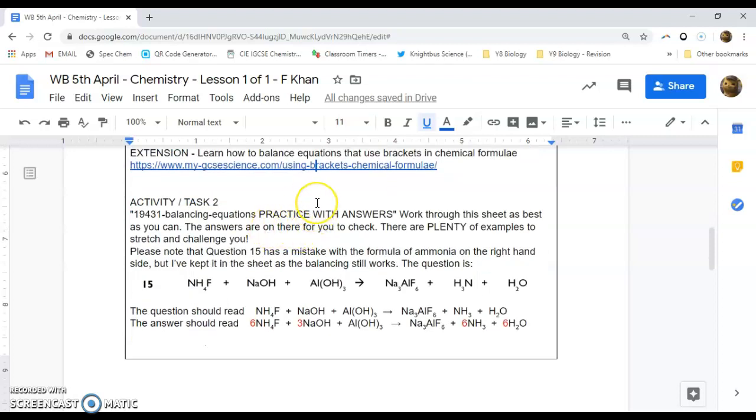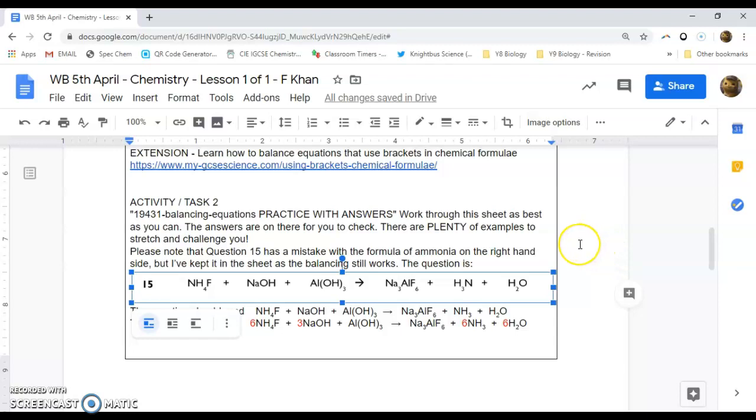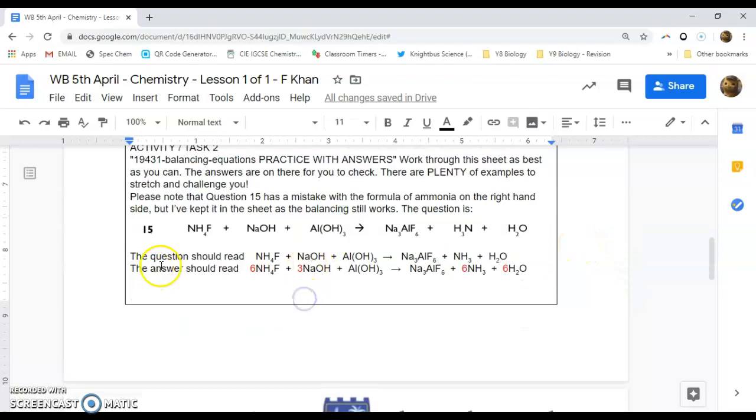If you are doing the extension activity, the last question has a mistake. The last question does have a mistake with the formula of ammonia on the right-hand side, but I've decided to keep it in the sheet as the balancing of the equation still works. If it said something like HN3, I would have asked you to completely ignore that question. But I have placed into the document that you're looking at a note saying the question should read this, and the answer should read that.